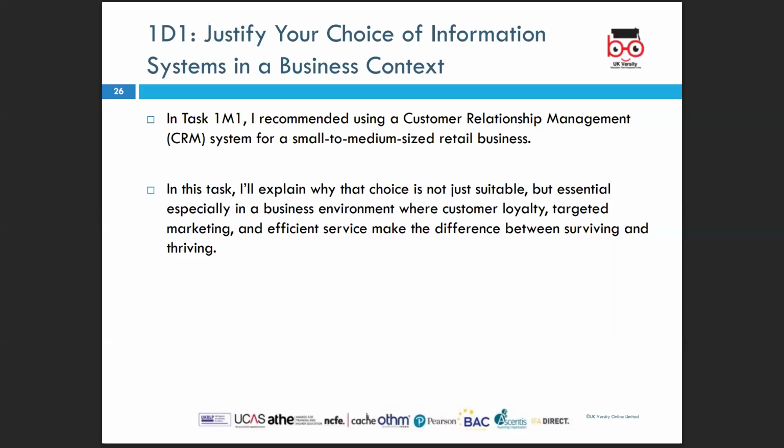So in our distinction task, we're now going to justify our choice of information system in a business context. In our merit unit, we recommended a CRM for a small to medium-sized business. Now we're going to justify this decision. We're going to explain why that choice is not just suitable, but essential, especially in a small business environment.